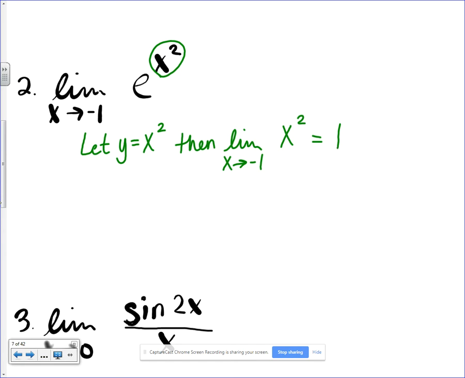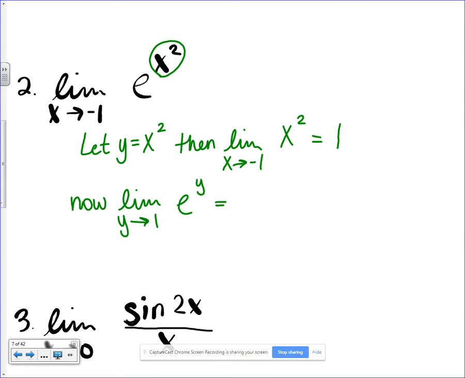1. So now I have the limit as y approaches that 1. What is my new function going to be with the substitution? What's that? Not e of x, e to the y power. See how I said let y equal x squared? So it's going to be e to the y power. And now we're going to find that limit.